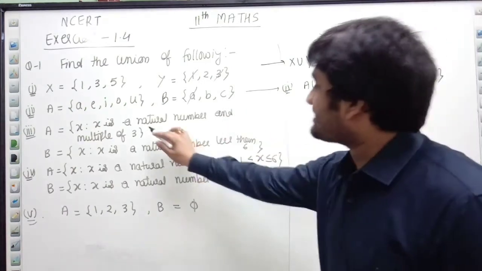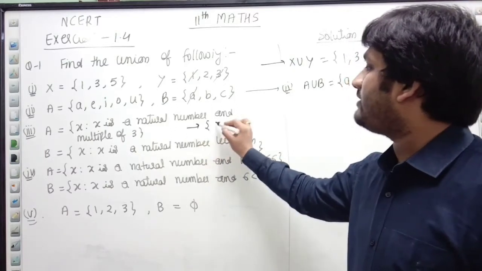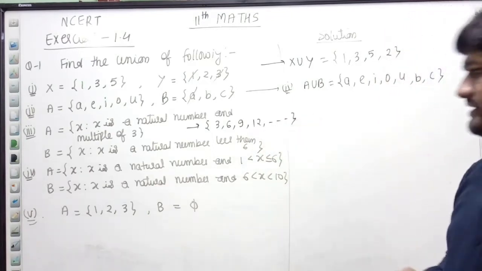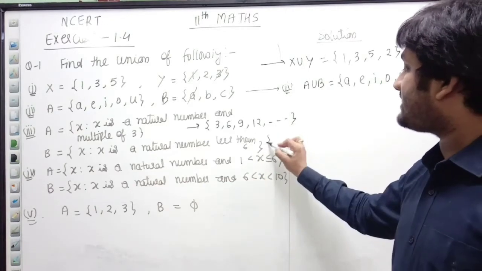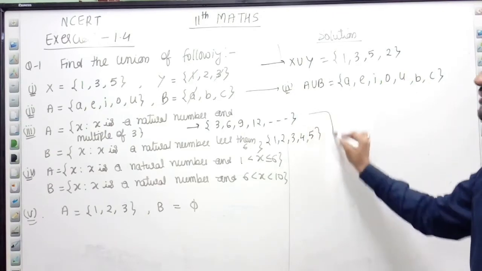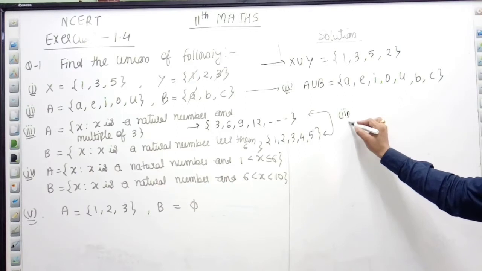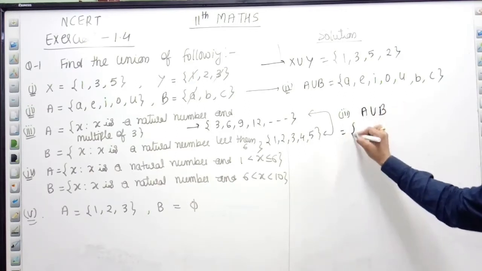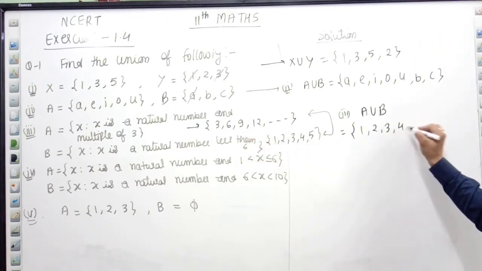Third question. X is a natural number and it is a multiple of 3. So this set will have 3, 6, 9, 12, dash, dash, dash. Now second, X is a natural number less than 6. So what will come in this? Less than 6 is 1, 2, 3, 4, 5. Now what is the union of these two? So you can easily say, sir, union of this A union B equal to, first I am writing this 1, 2, 3, 4, 5.